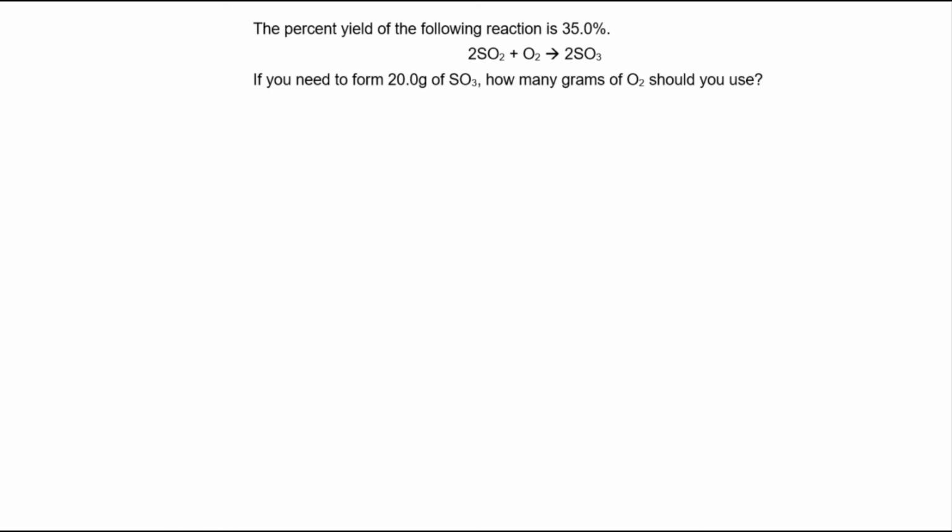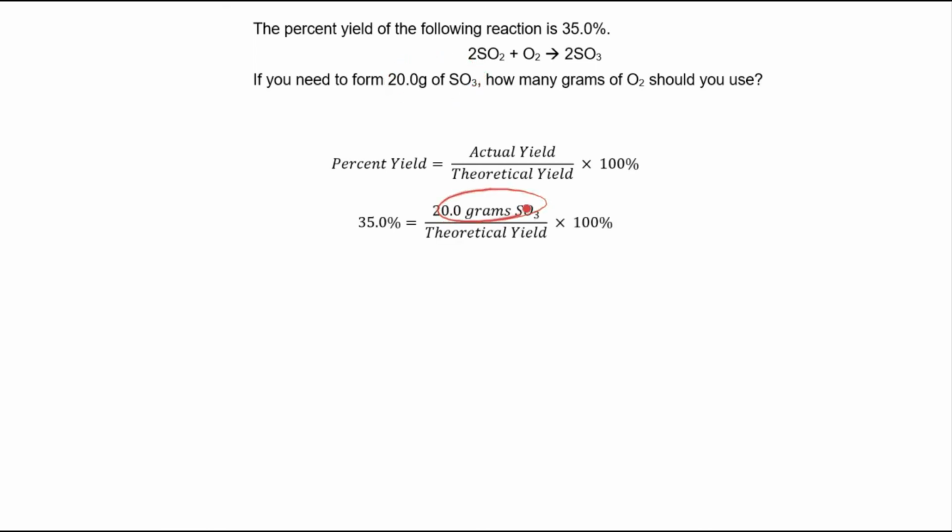Let's get our equation for percent yield up. Here it is. Now the problem gave us our percent yield at 35%, so I'm going to put that in. Let's see what else we can fill in. We don't know our theoretical yield yet. We haven't done any stoichiometry, but we do know our actual yield. We need to actually form 20 grams of sulfur trioxide. So that is our actual yield. So being able to put in the percent yield as well as the actual yield, we can calculate our theoretical yield. Our theoretical yield is going to be 57.1 grams of sulfur trioxide. That is actually a huge chunk of the problem already done.